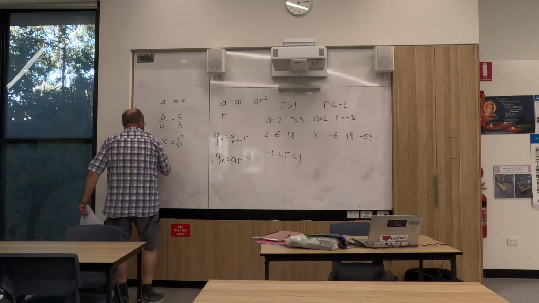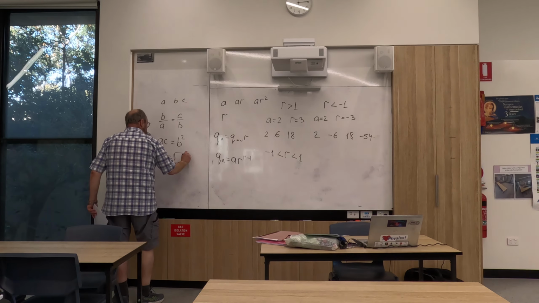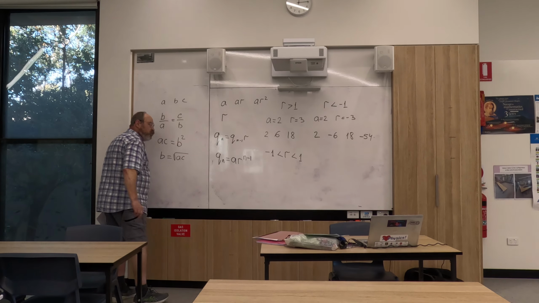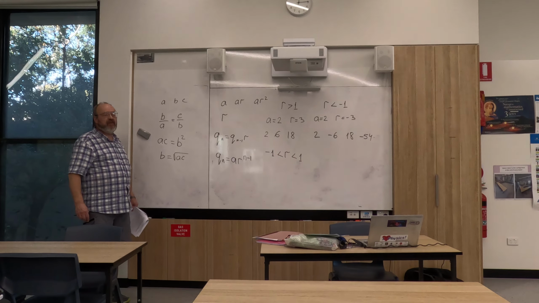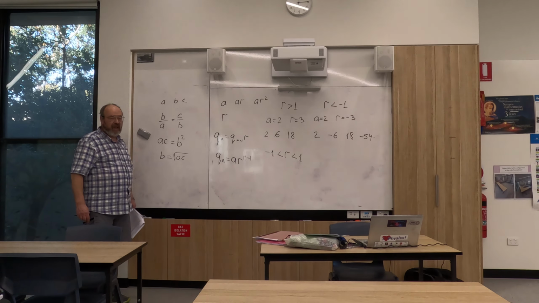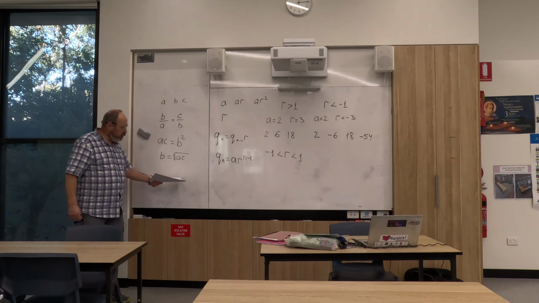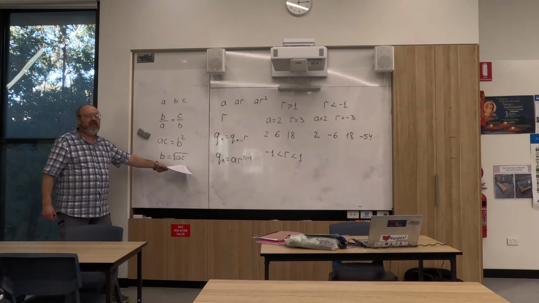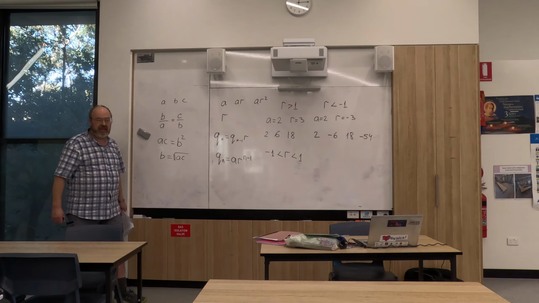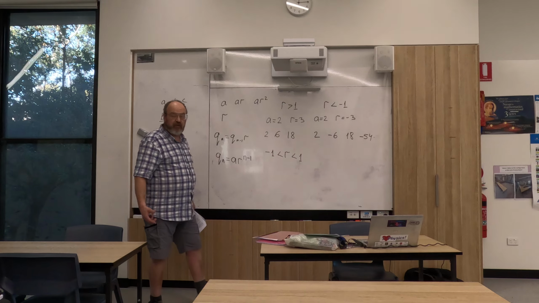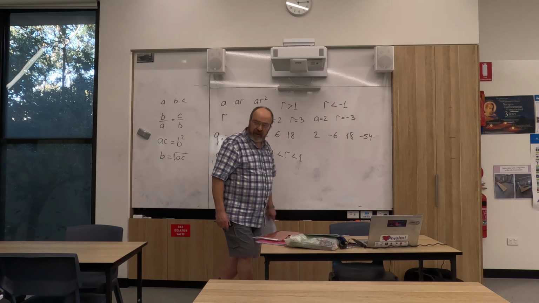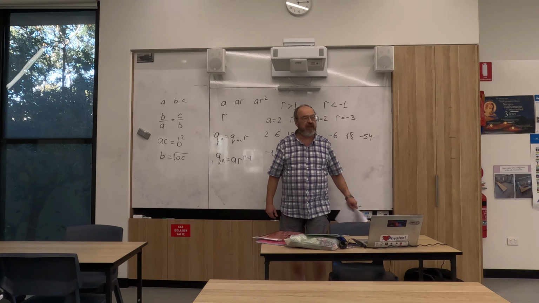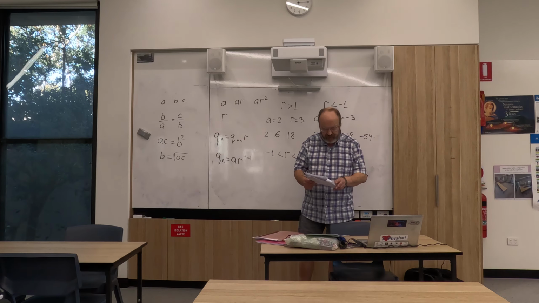So B equals the square root of AC. It's called the geometric mean between A and C. Arithmetic mean, we add and divide by how many. Geometric mean between 2 numbers, we multiply them and take the square root. That's what's called the geometric mean. Make sense?